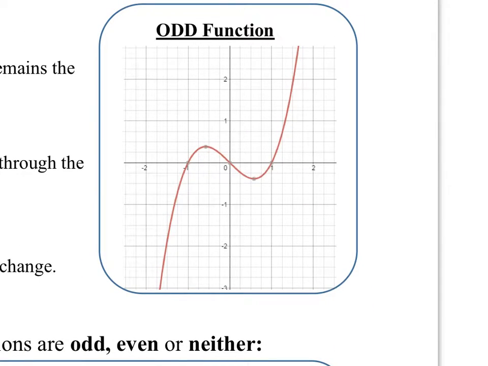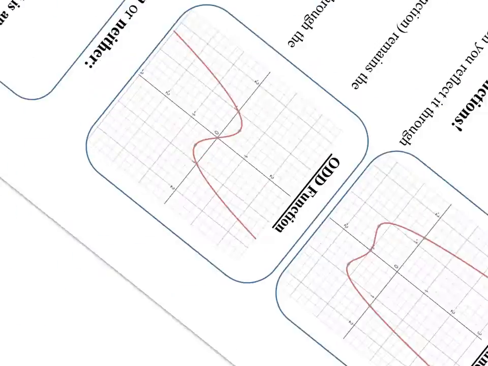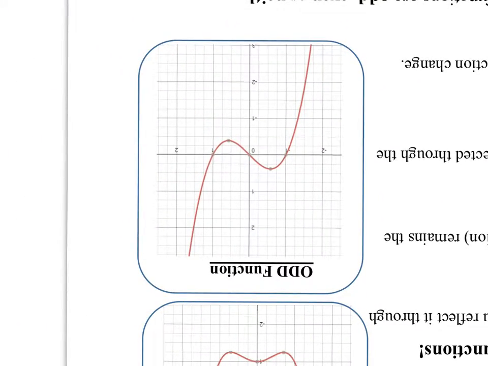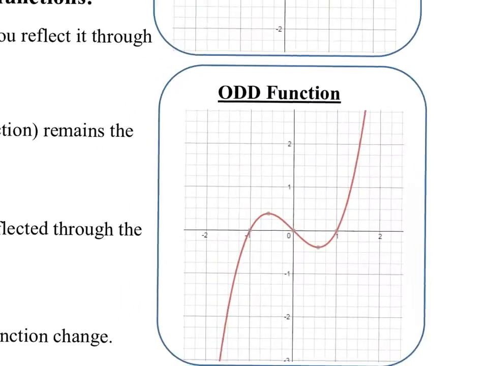So that means if you take this and rotate it 180 degrees, hold on, this one. If I rotate it 180 degrees, it's the exact same picture. It looks exactly the same. Intercepts are the same. Everything is the same. It has the same end behavior. All that stuff is the same. So that would be an odd function.